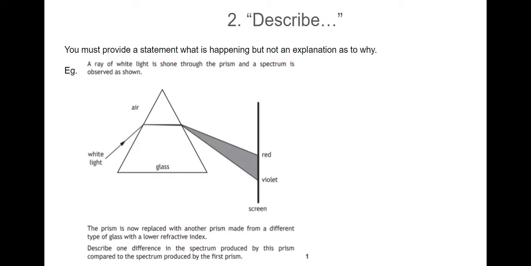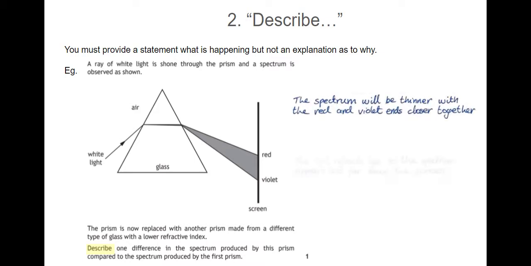Well, if it's got a lower refractive index, the light's going to change direction less. So there are two things that really happen. The spectrum is going to be thinner, so the red and violet ends are going to be closer together, and the light's going to refract less, so the spectrum is going to appear less far down that screen. Either of those answers would be correct. I don't need to explain why that's the case, just that that is what happens.